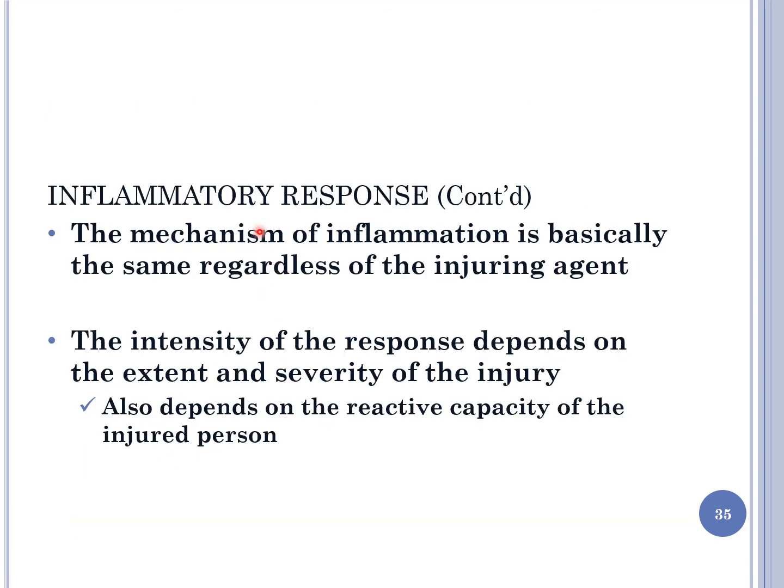In terms of the inflammatory response, continued, the mechanism of inflammation is basically the same regardless of the injuring agent. The intensity of the response depends on the extent and severity of the injury. So how big your inflammatory response is going to depend on how big the extent and severity of the injury is. And it's also going to depend on the reactive capacity of the injured person. So how strong is this patient's normal immune system anyway, their body, right? Can they fight off a burn and it's no big deal, or are they already compromised in some way? And now when the inflammatory response starts, maybe it's 10 times worse in that patient, right? So all those little things.